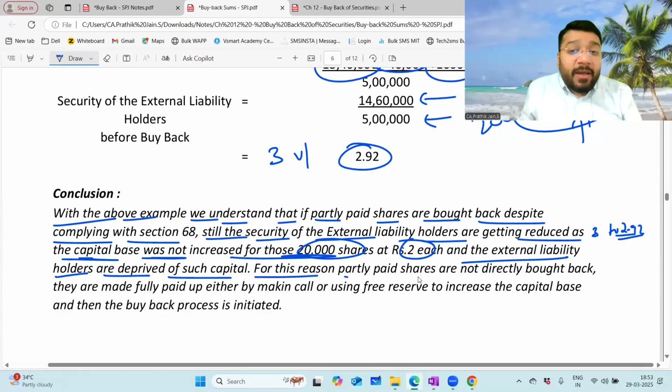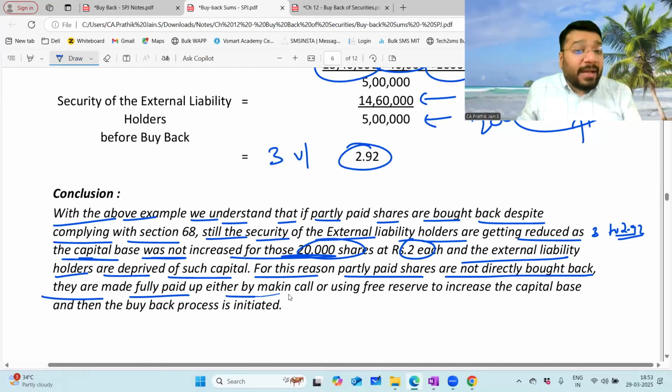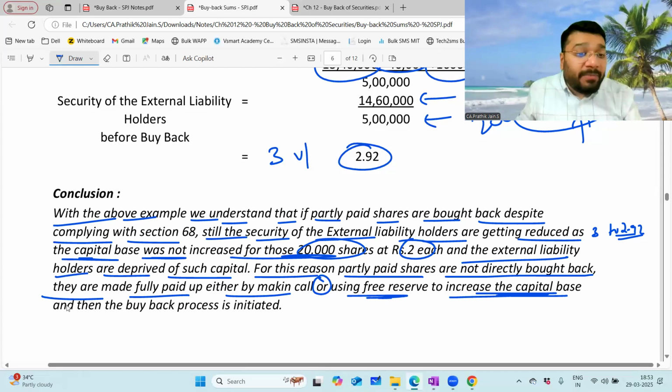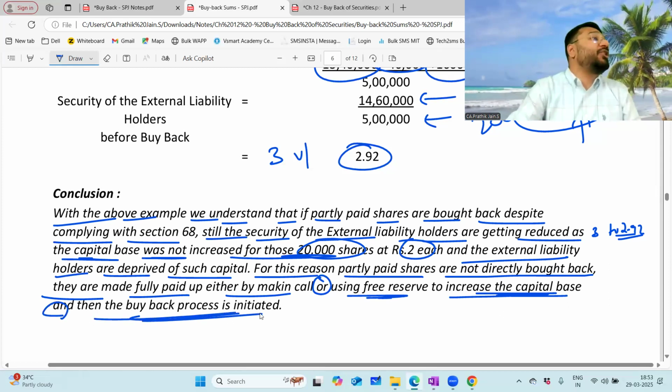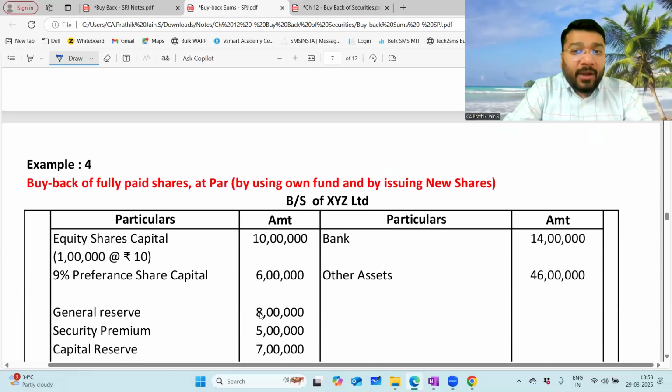For this reason, partly paid shares are not directly bought back. They are made fully paid up, either by making the call or using the free reserve to increase the capital base, and then the buyback process is initiated. Am I loud and clear? Online people, am I loud and clear?